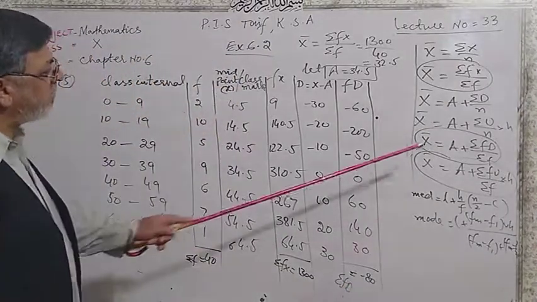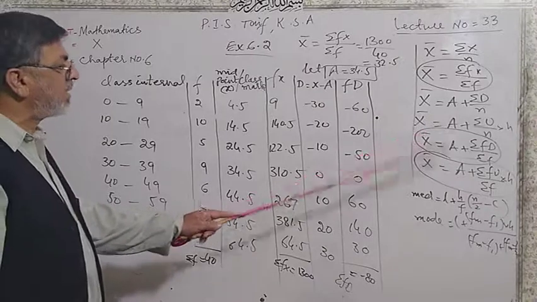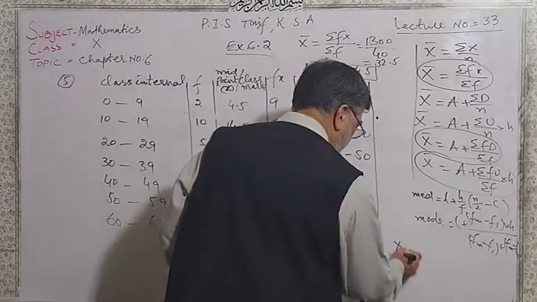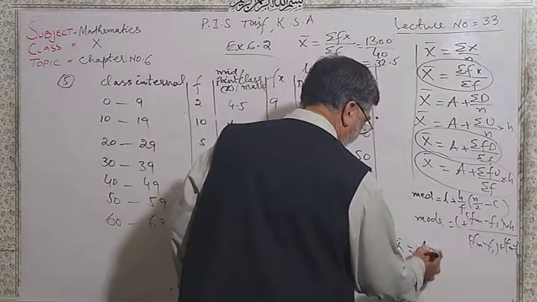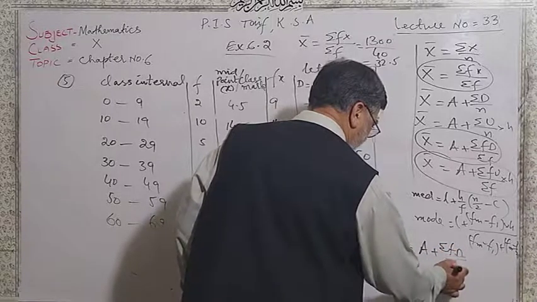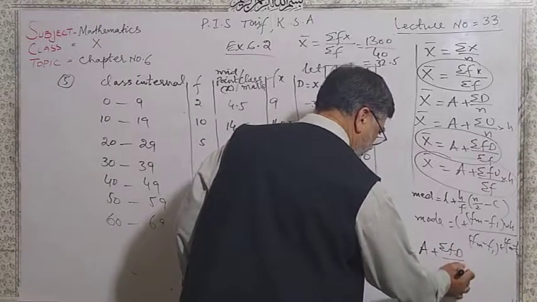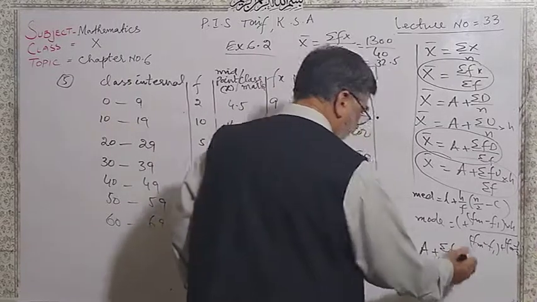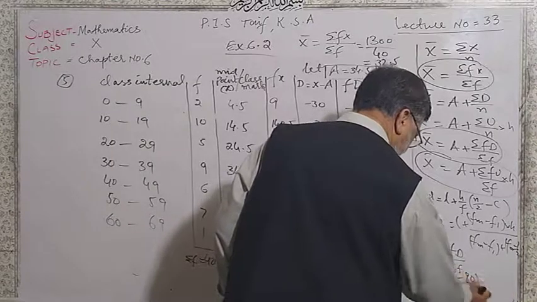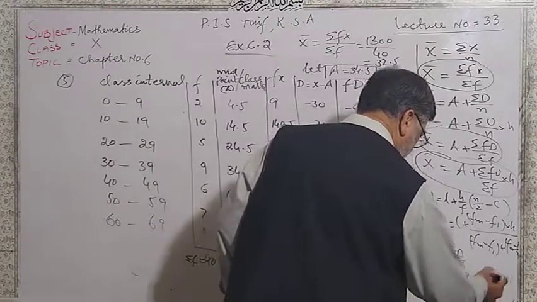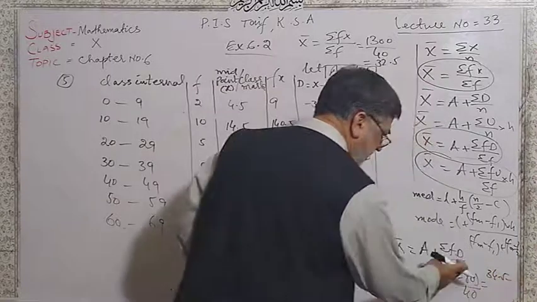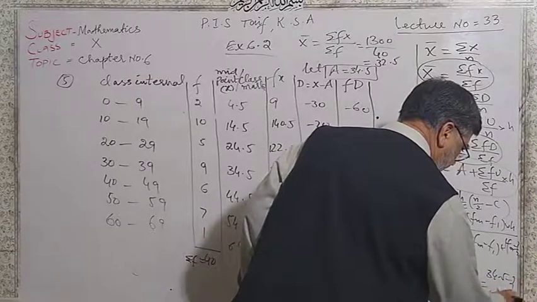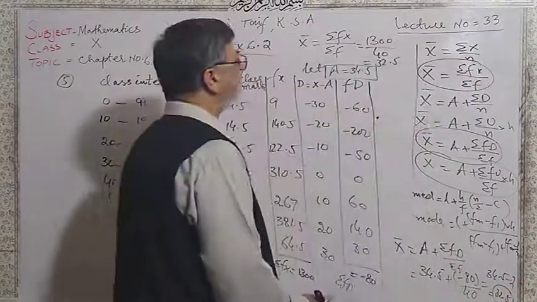Now you can apply the formula that is known as the shortcut method. So you will apply x bar is equal to a plus sigma fd over sigma f. A is 34.5, sigma fd is minus 80, sigma f is 40. 34.5 plus minus 80 over 40, which is minus 2, so that will be 32.5.